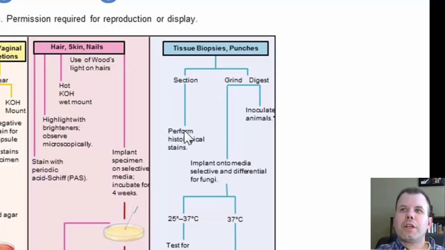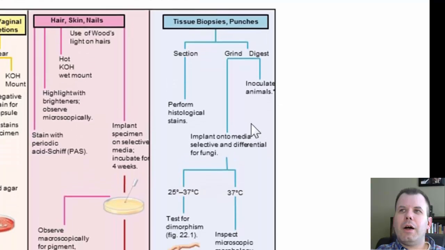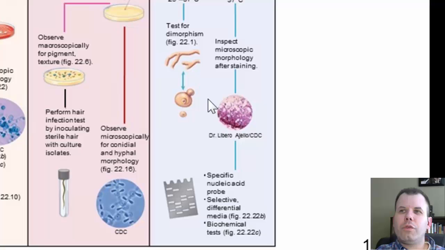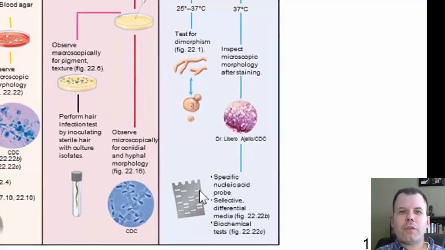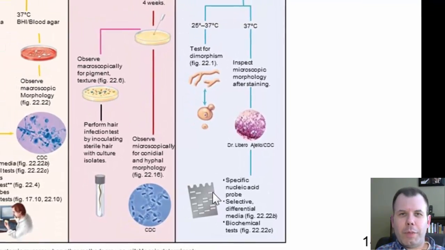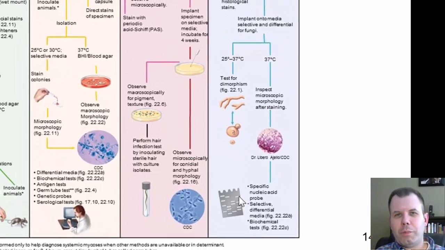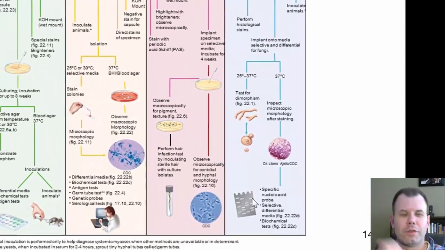You can either do a section and do histological stains to look for it under the microscope, or you can grind and inoculate animals. You can do dimorphism. You can also do staining on plates, and again, selective, differential, biochemical, even DNA tests to see what type of specimen we're talking about. So a lot of these things require grabbing a sample off a patient and then testing in the lab. So it's not a really fast response of saying, oh, you got a fungal infection, let's just give you this.